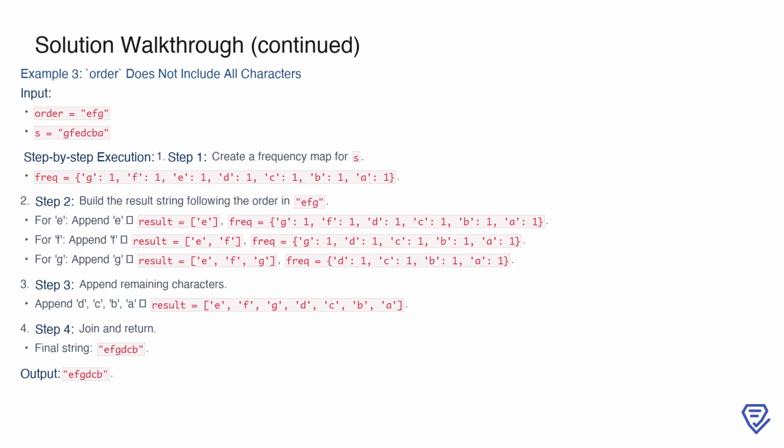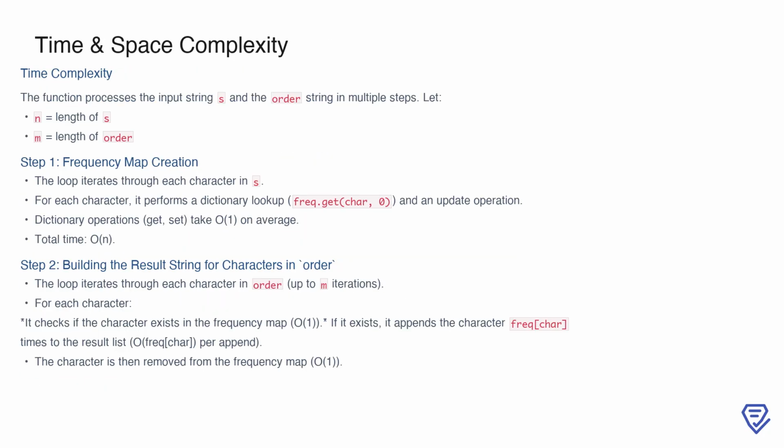To analyze the time complexity of this solution, let's break it down into stages. First, we process the input string S to create a frequency map. Here, we iterate through each character in S, performing a dictionary lookup and update for each one. Since dictionary operations like get and set are average O(1), the total time for this step is O(n), where n is the length of S.